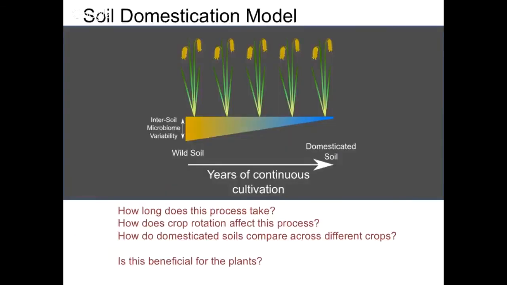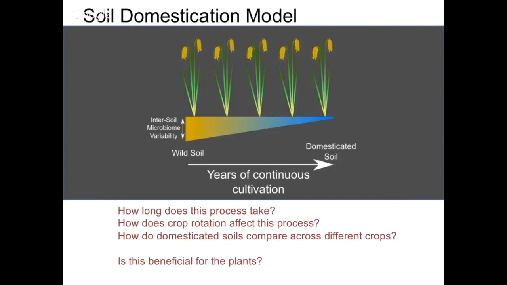So here's another model. I wanted to just give snapshots of this data, so I didn't talk about some of this other stuff. But what we noticed is that between these wild soils, there was much more variation than between these domesticated soils. So these domesticated soil microbiomes had very similar microbiomes, and these wild soils had very different microbiomes from each other. So the model that we're putting forward, which still needs to be tested, is that maybe over multiple years of continuous cultivation, you can sort of take a soil from being wild to having a domesticated state.